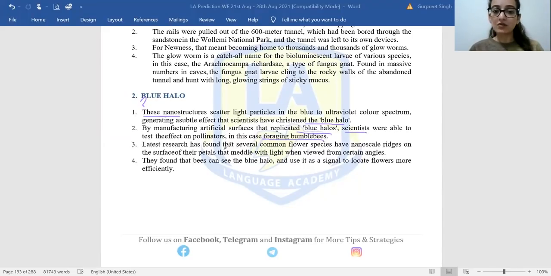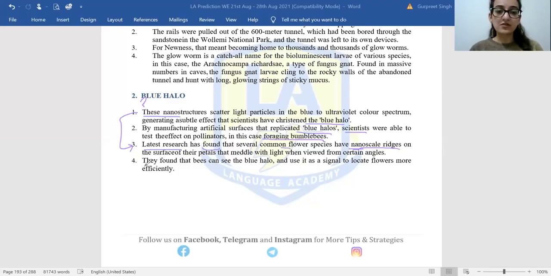Latest research has found that several common flower species have nanoscale ridges on the surface of their petals that meddle with light when viewed from certain angles. So here we are talking about a research. And then what has the research found? We have some flower species, they have nanoscale ridges. We read about something similar to nano. So here we have these nanostructures. So these is referring to the nanoscale ridges on the surface of the petals of the flowers that meddle with light when viewed from certain angles.